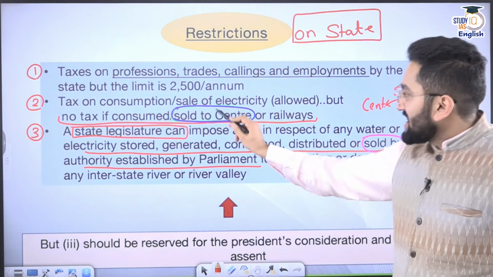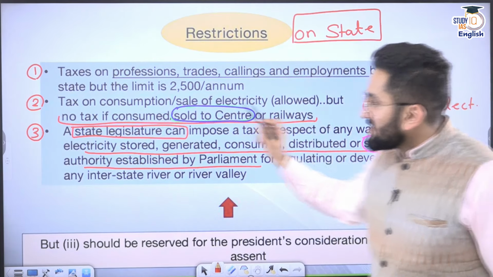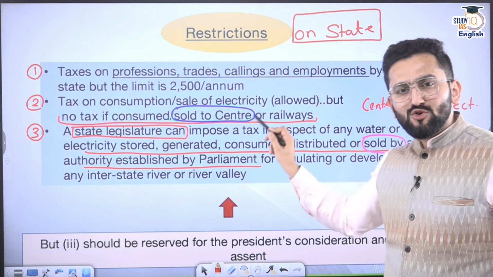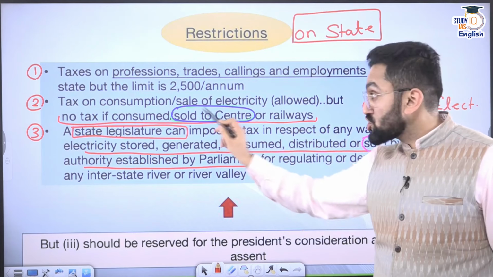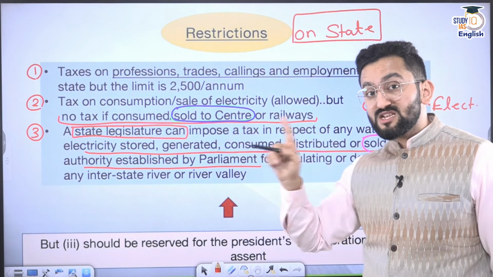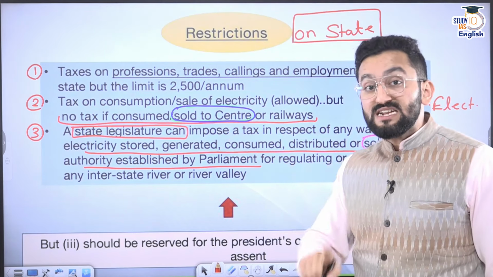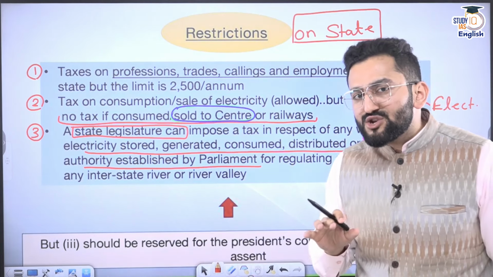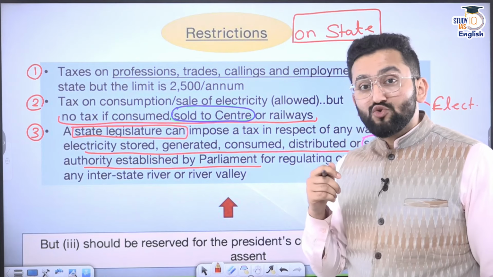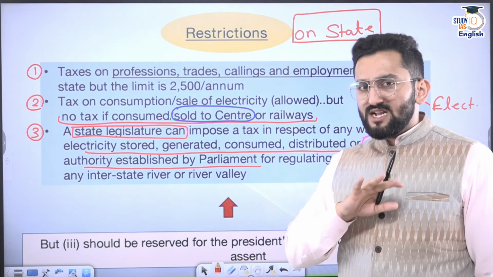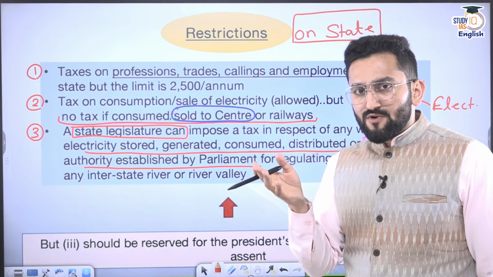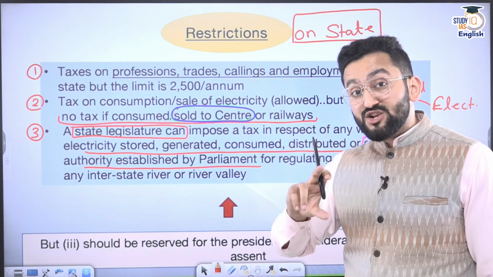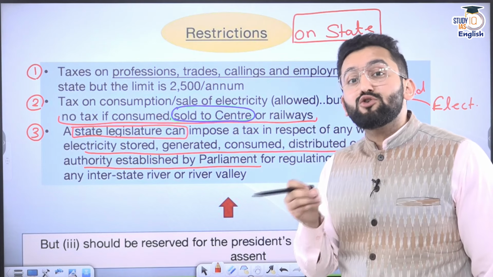Tax on consumption and sale of electricity is allowed, but no tax if consumed or sold to center or railways. Railways also come under the center, right? So if it is being sold to the center, then the state government cannot impose any tax on such consumption, such sale. Now, you should not misconstrue it like, oh, center wants to take electricity for free. No, I have not said that this electricity will be given for free to the center or any department of the center. No, I've just said the transaction is not taxed. Okay? The tax is not going to be imposed.